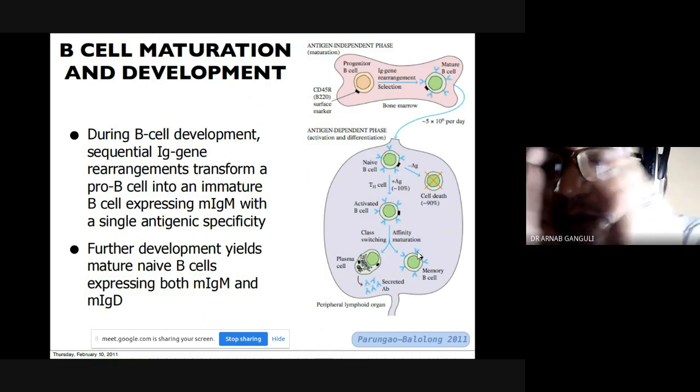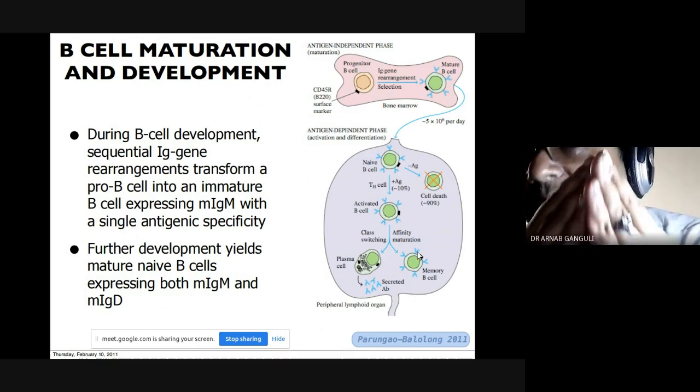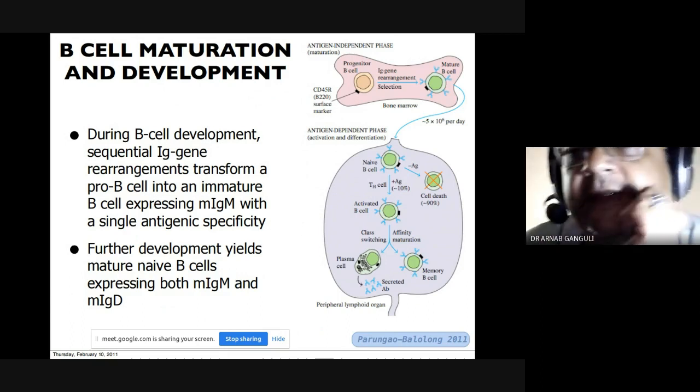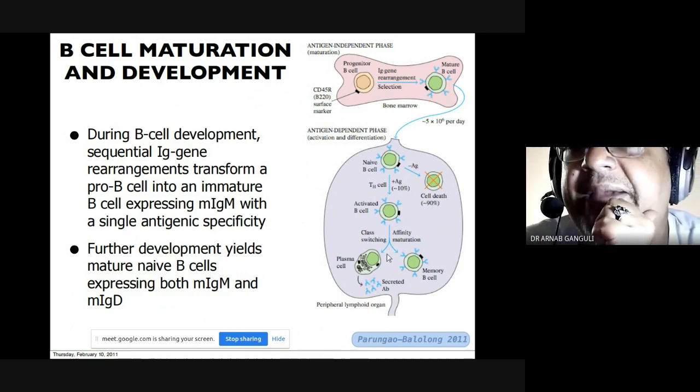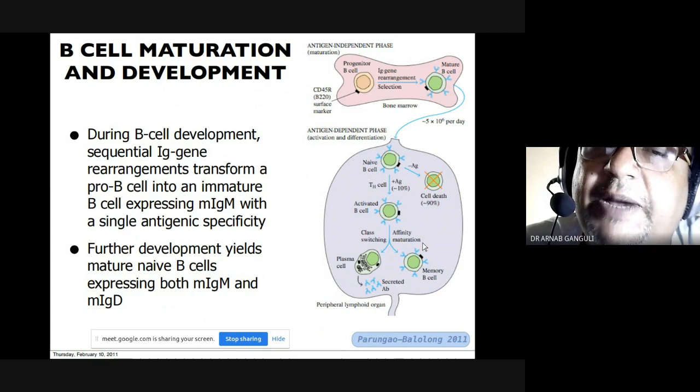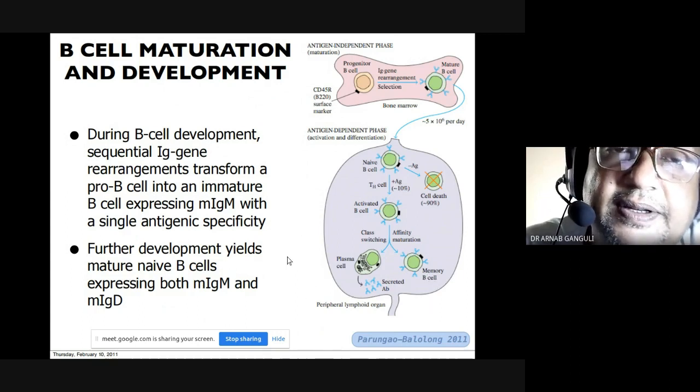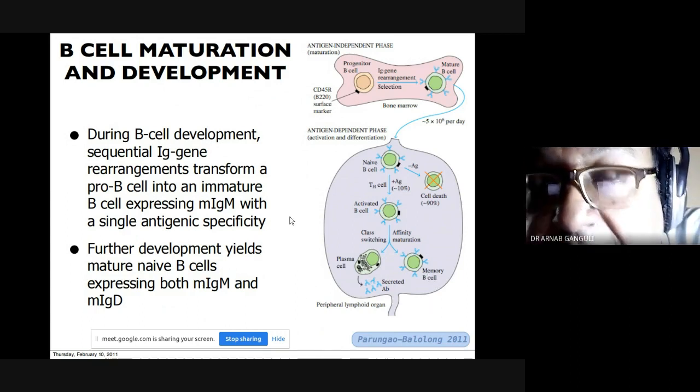It is a process by which they mature. So a membrane memory B cell is formed by affinity maturation. Is this clear? B cell maturation and development?